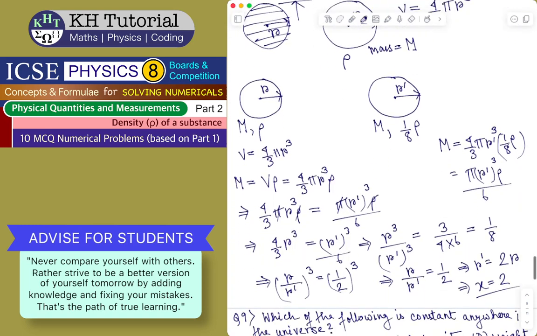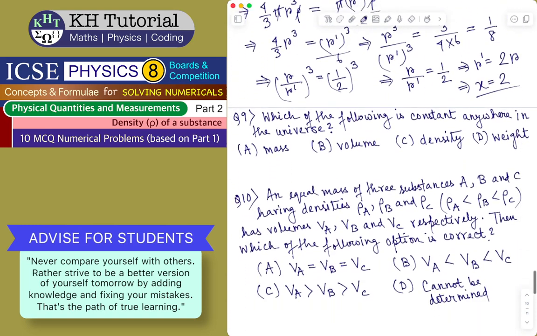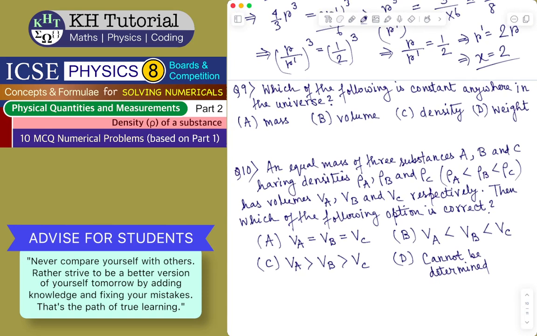Okay, let's see the next problem. Question number 9 is the conceptual problem. It is not numerical. Which of the following is constant anywhere in the universe? The answer is mass. Always remember that mass never changes.